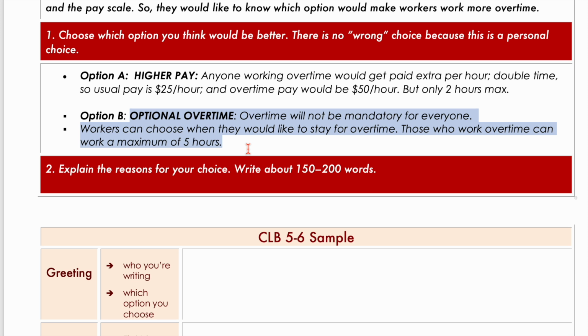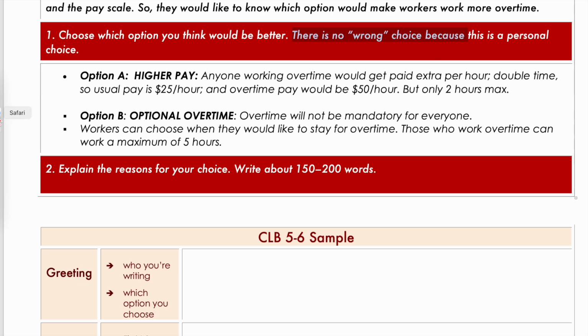Both of them have good reasons. Okay. So now let's remember that when we choose the option, of course, you should choose whatever you have more ideas for, whatever you think you can explain better. That is good. But let's remember that there is no wrong choice. Okay? And you should choose the one that you think is better for you.